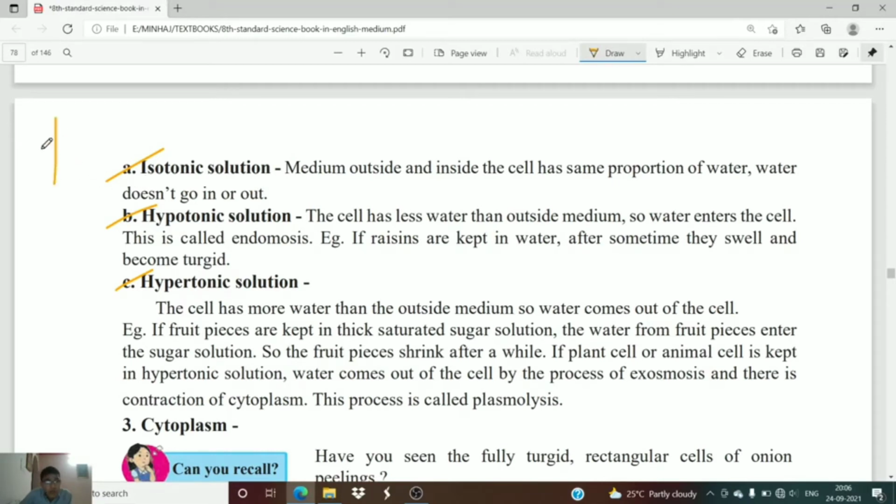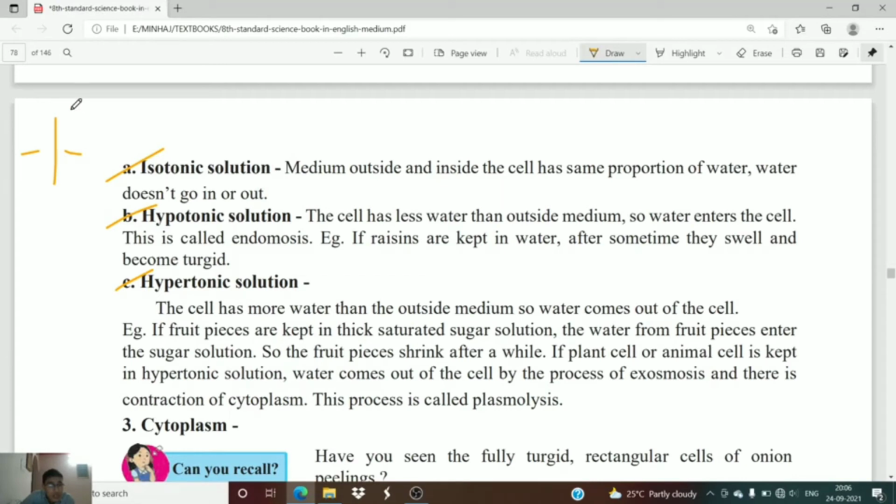On the left side the water is the same, and on the right side the same amount of water is there. If the amount of water is the same on both sides, there will be no flow of water on either side, and that type of solution is called an isotonic solution. The next is hypotonic solution. In this case the cell has less water than the outside medium.